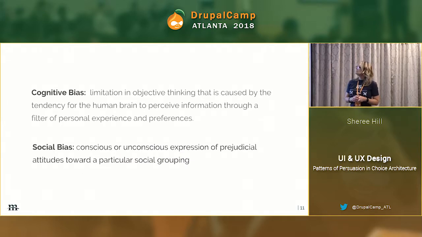So I'm going to discuss a little bit about biases. There's different biases, and some of our speakers have touched on these today. Cognitive biases, which are limitations in objective thinking that is caused by the tendency for the human brain to perceive information through a filter of personal experience and preferences. What this means is that I'm going to see something differently than you are, and you're going to see something differently than she is. And that's because we have different experiences that create our personal lenses. Social biases are conscious or unconscious expressions of prejudicial attitudes towards a particular social grouping. Again, this has to come to where do we come from, how were we raised, what environments did we experience when we were in a younger age, and this is the adage of we are products of our environment.